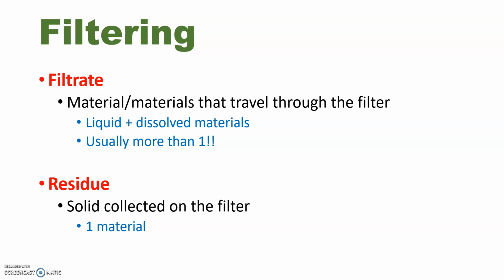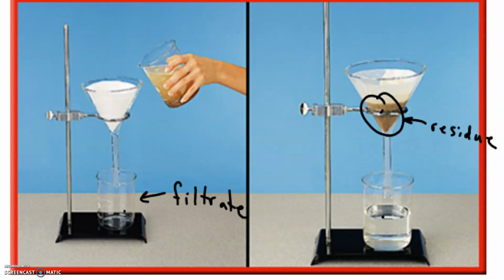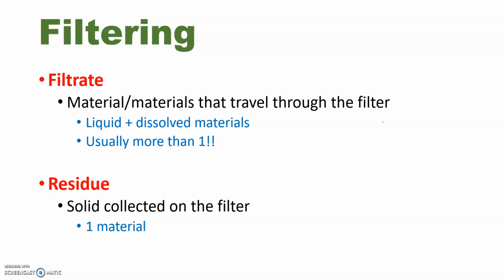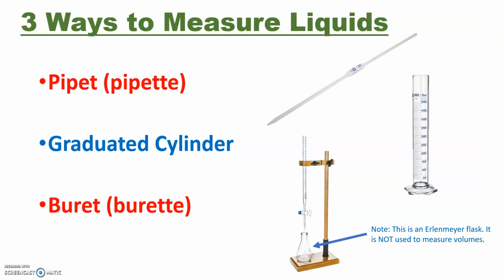Okay, filtering. Whenever you filter something, I'll actually go to the next slide. You set up a funnel with a filter paper. You've got a solid that's mixed with a liquid. You pour it out, you want the solids to get stuck and you want the liquids to go through. Now, whatever goes through the filter paper, so anything that makes it through the filter paper, we call a filtrate. Whatever gets stuck in the filter paper, we call the residue. So the official definitions are here. You can write these down if you would like in your note outline, but we'll keep going.